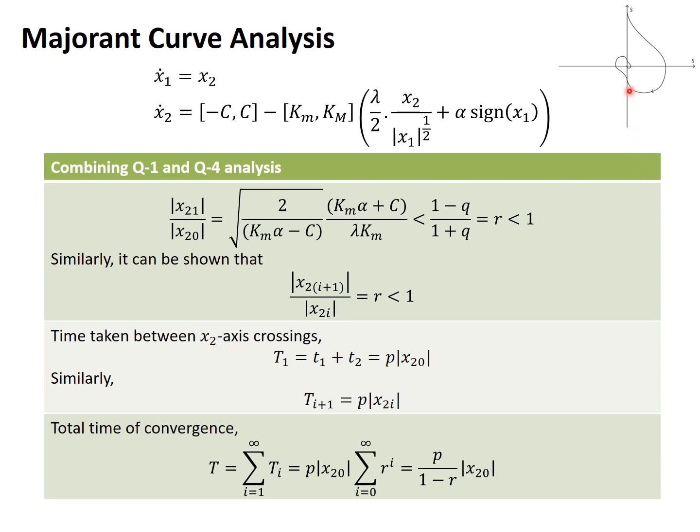So, it makes x1 and x2 zero in finite time, and x1 and x2 are nothing but s and s dot. So, we are getting a sliding mode of order 2. This is all that I had to cover in the super twisting algorithm.